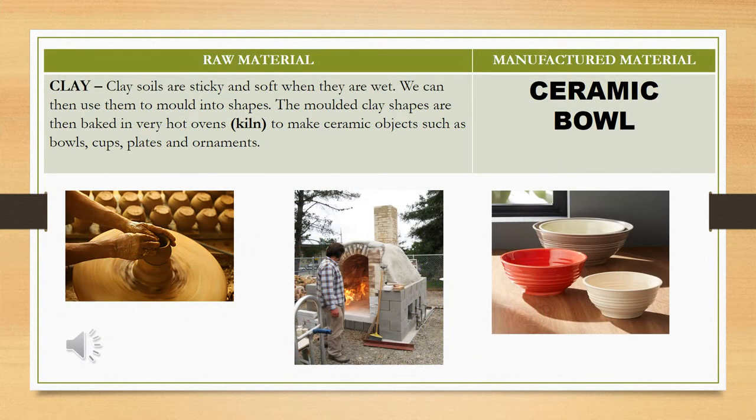Have you heard of clay? Clay is a type of soil. Clay soils are sticky and soft when they are wet. We can then use them to mold into shapes. The molded clay shapes are then baked in very hot ovens called kilns to make ceramic objects such as bowls, cups, plates, and ornaments. Ask your mom to show you some of the ceramic objects you have at home. These were made from clay.